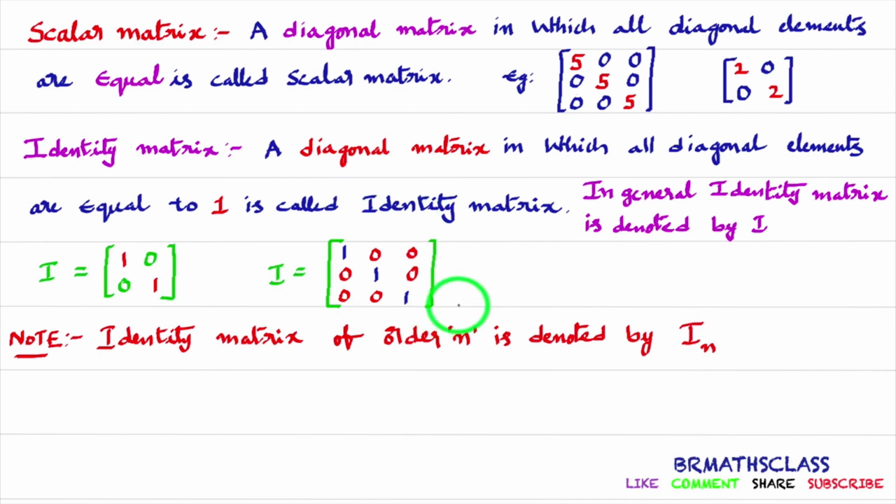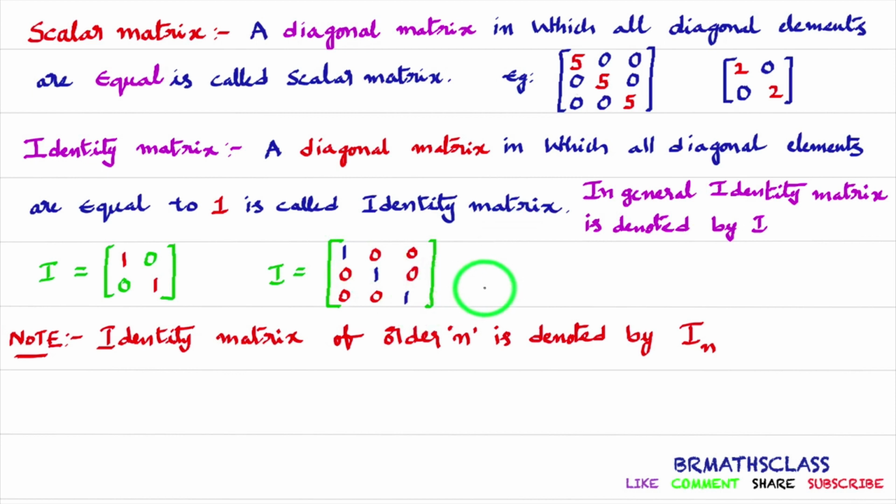We say a square matrix is a diagonal matrix if all non-diagonal elements are 0. Observe, these are the diagonal elements. Identify the non-diagonal elements. Are all non-diagonal elements 0? Yes. So this is a diagonal matrix. A diagonal matrix in which all diagonal elements are equal to 1. Observe, all diagonal elements are equal to 1. So this is an example of an identity matrix.